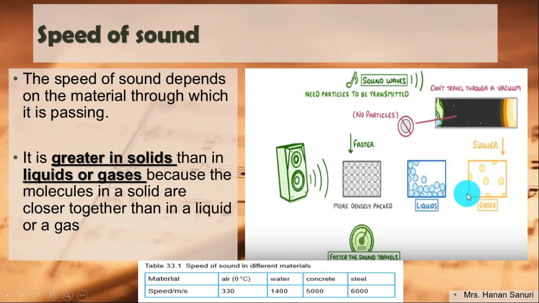But in this case, look, the particles are far away from each other. So it will take more time until this one starts to vibrate and send the vibration or the energy to the other particles. Okay?